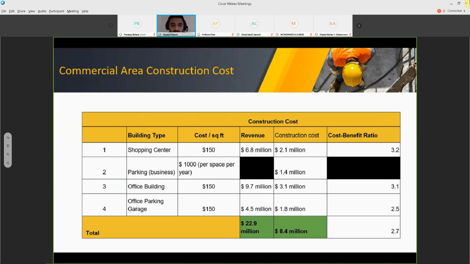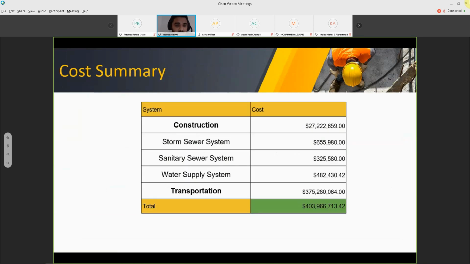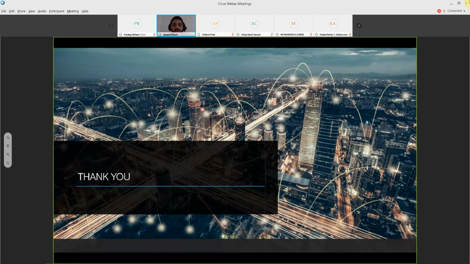Next slide. And here a little cost summary of all the system designs we had, to give you a better illustration of how much it costs to build a subdivision. And that's all for me. Thank you. That concludes our presentation. Thank you all very much.